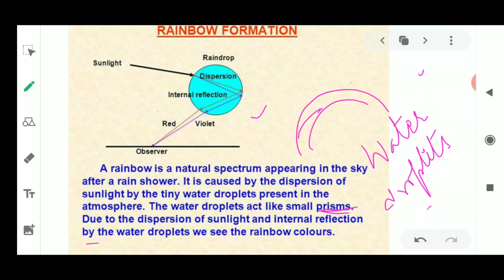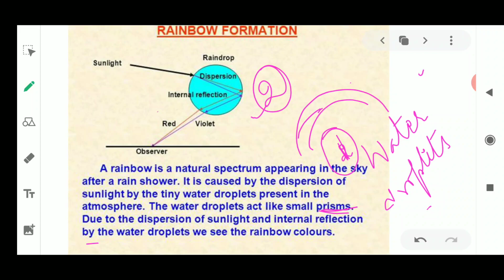So for a small prism we require so many water droplets, and that is only possible once the rainfall is happening. The first thing is that we require water droplets, and the second condition which is necessary for the formation of the rainbow is that the sun must be at the back of the observer. The observer must always stand with his back towards the sun.